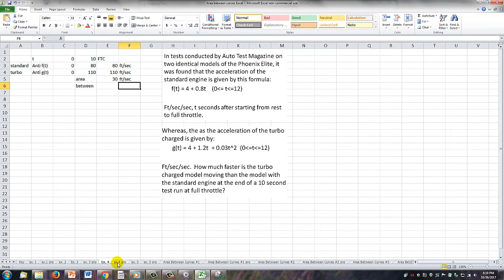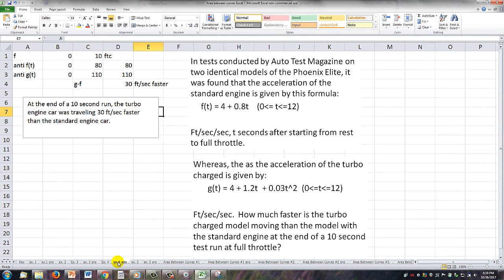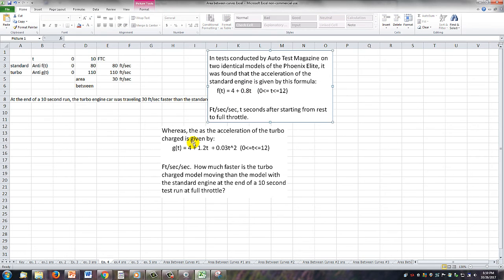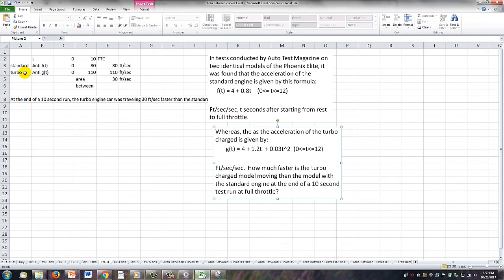So that means that at the end of a 10-second run, the turbo engine car was traveling 30 feet per second faster than the standard engine car. Because this is standard and that's turbo, and turbo is clearly going faster, 30 feet per second faster.